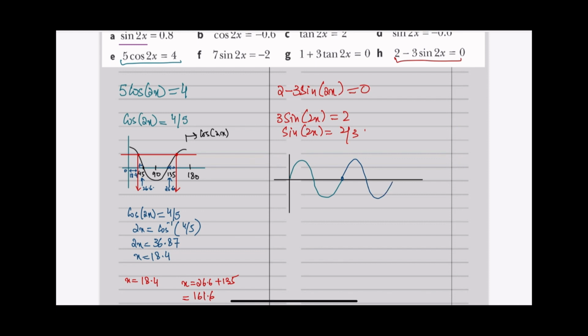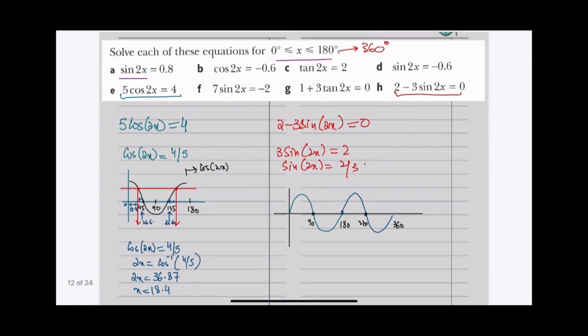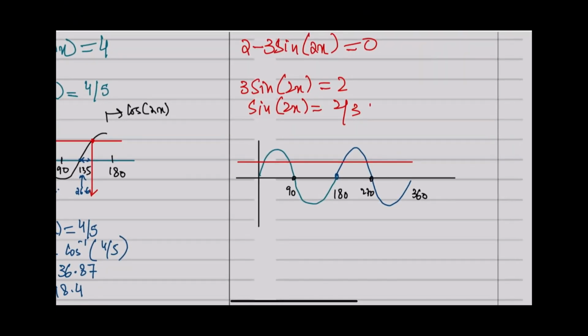So I'll mark it. This is 360. Half of it is 180. This one is 90. It's 270. Now, draw the line y equals 2 upon 3. Let's assume it's going to be somewhere here. As you could see, there are 4 solutions: 1, 2, 3, and 4. These are the points of intersection.